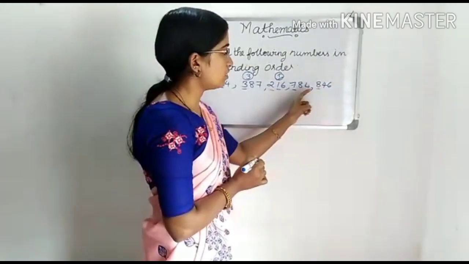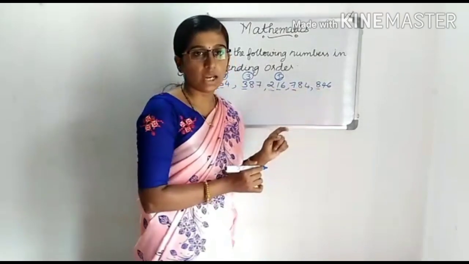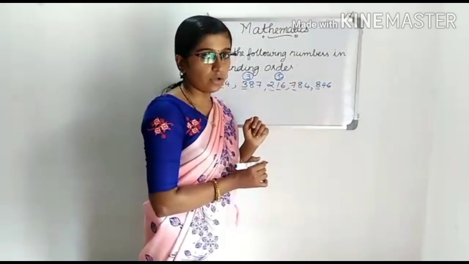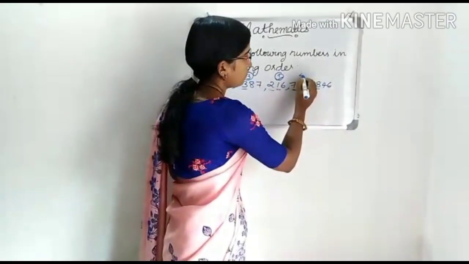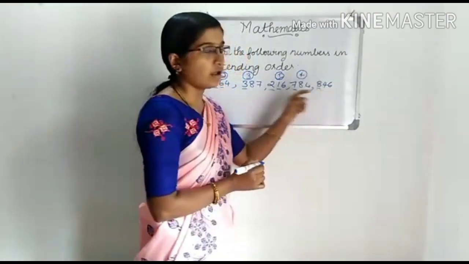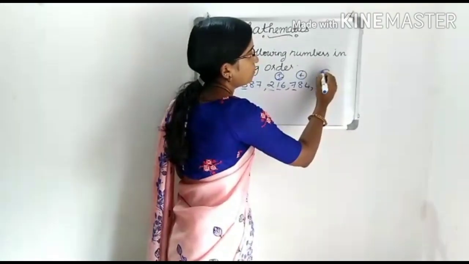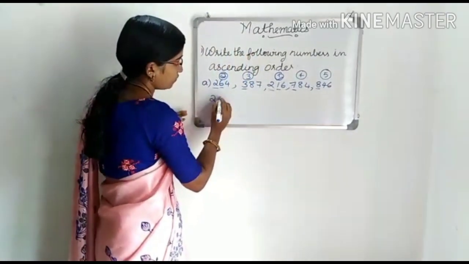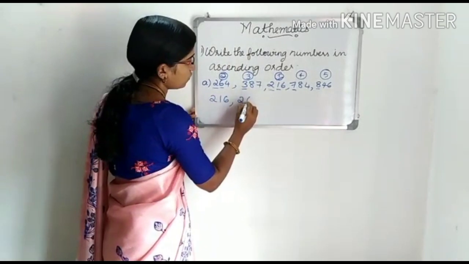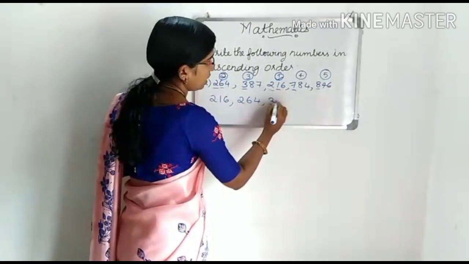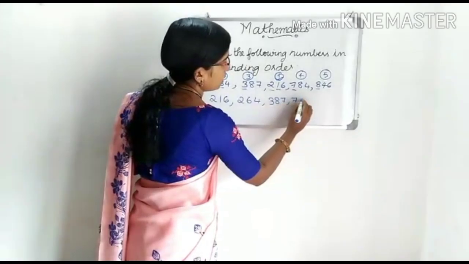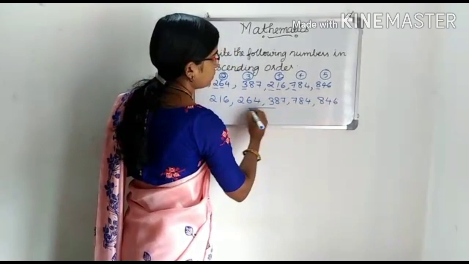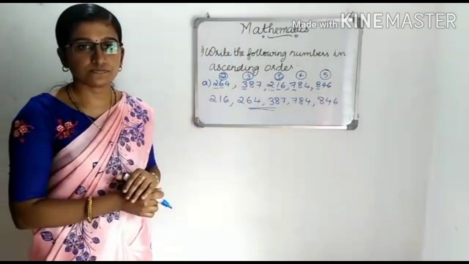Then we should compare these 2 numbers, 784 and 846. Out of these 2 numbers, 784 is the smallest number. So this is the second number and the last number is 846. So we can write the ascending order as 260, 264, 387, 784 and 846. Is it clear, children?